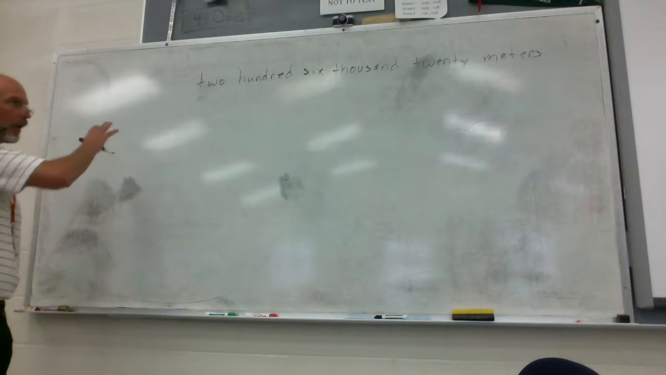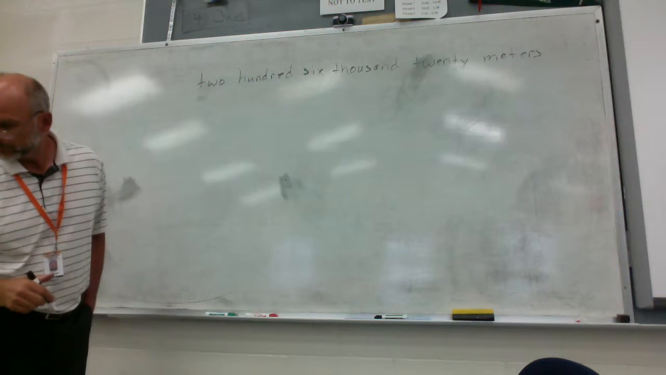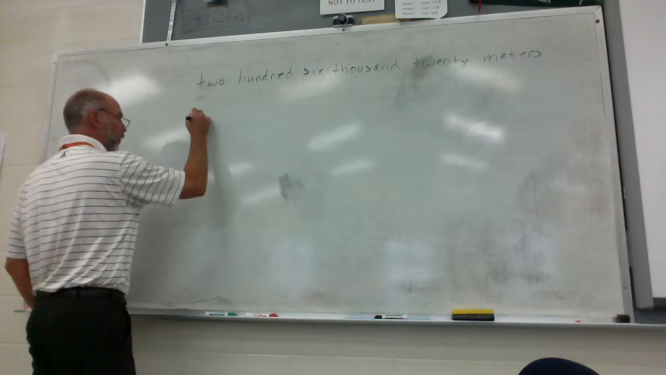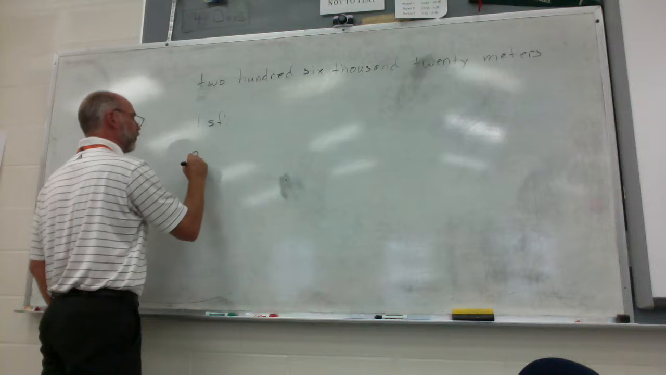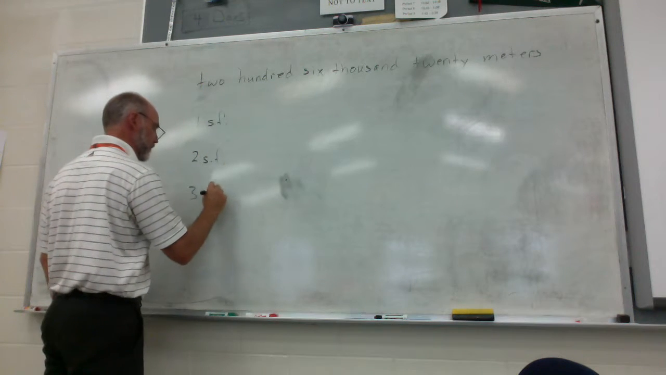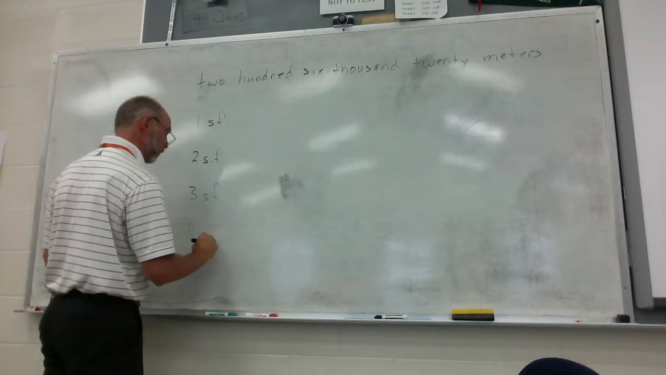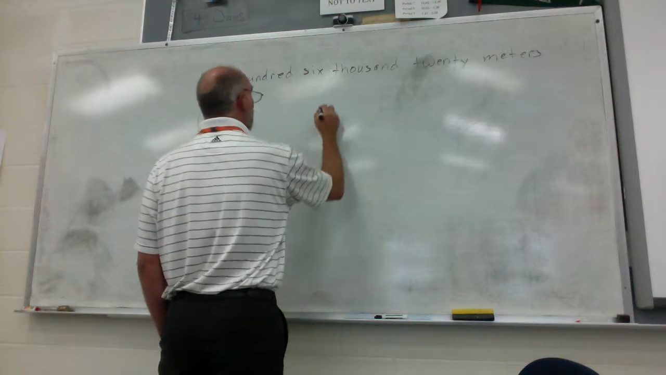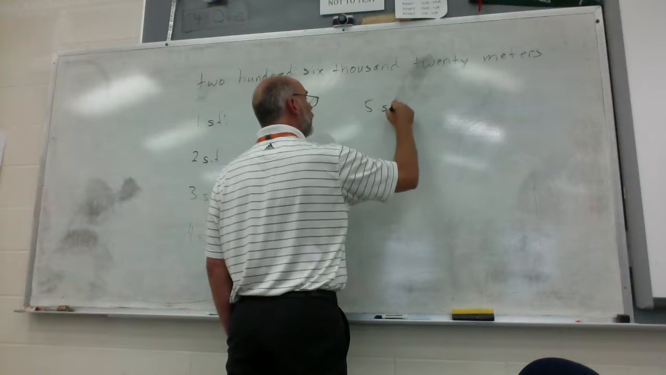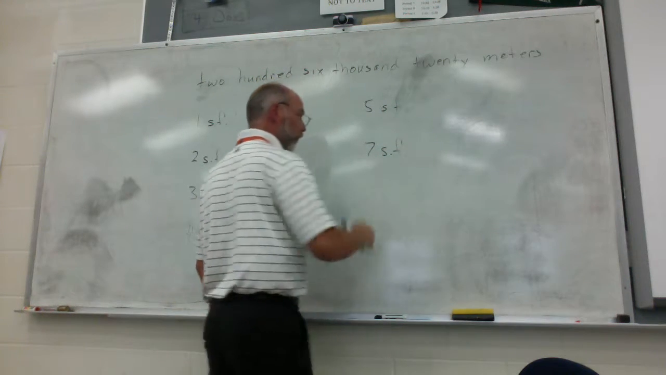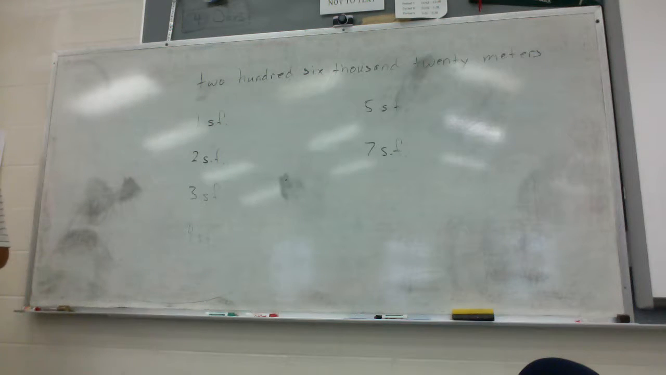I would like you to express that measurement to 1, 2, 3, 4, 5, and 7 significant figures. So there are 6 different answers you're going to write. Each one of them is expressing that value to a different number of significant figures, rounding that value to a different number of significant digits. Ready, set, go.